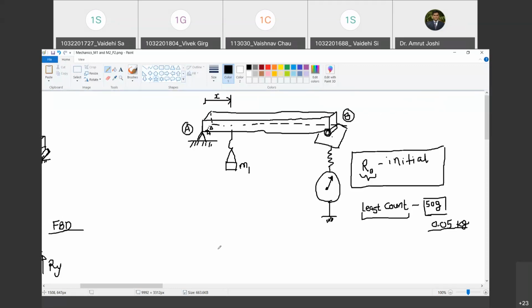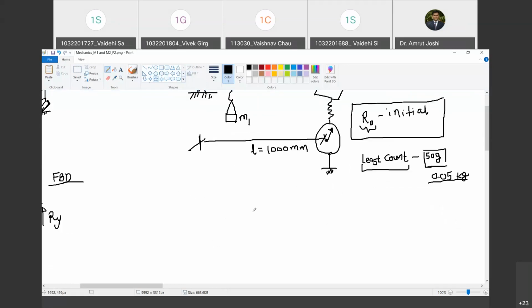So how does your observation table look like? This is the length of the beam. Are you with me? Center to center distance between hinge support and roller support is length, and that is 1 meter, or it is 1000 mm. Yes, sir. Are you with me? So how does your observation table look like? So I will write the observation table now. So observation table will look something similar to this.